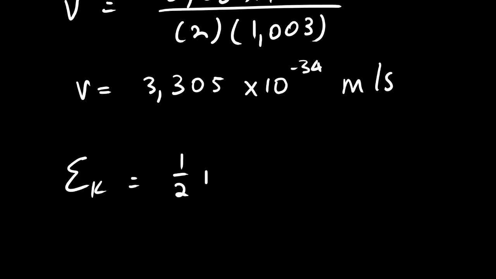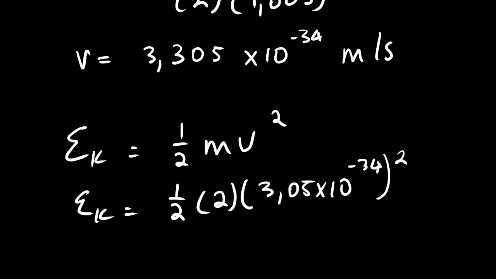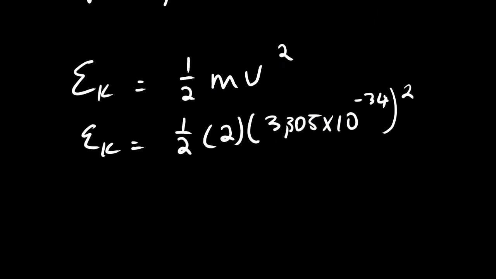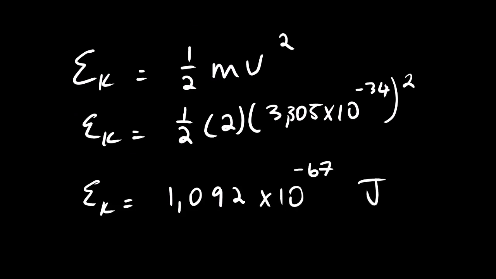Ek equals half mv squared. Ek equals half, 2, multiplied by 3.305 times 10 to the power negative 34 squared. So the kinetic energy is 1.092 times 10 to the power negative 67 joules.